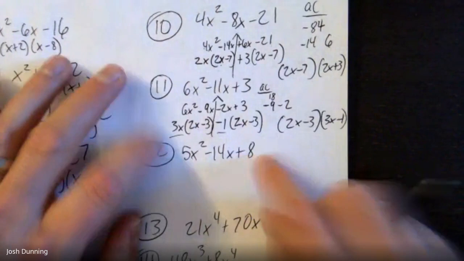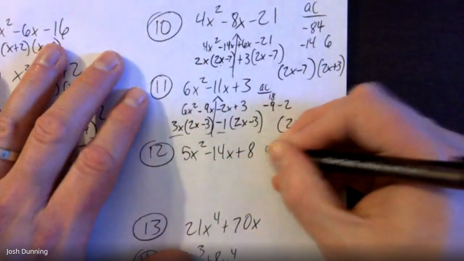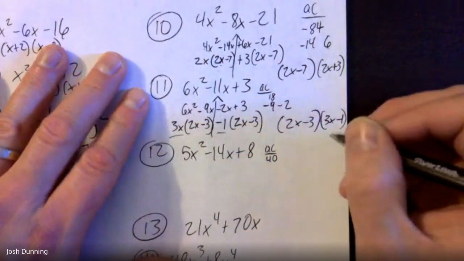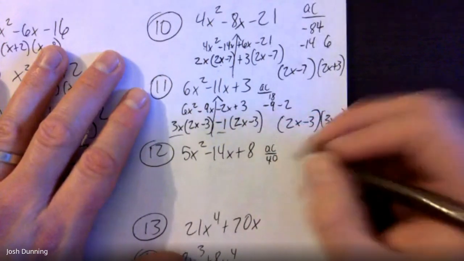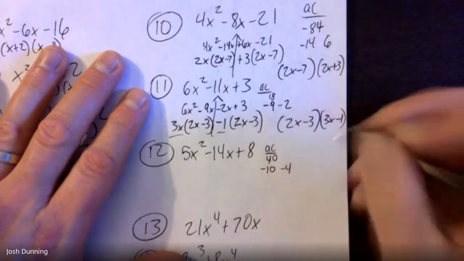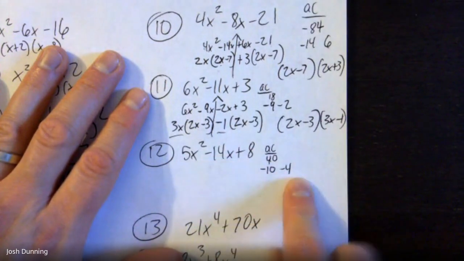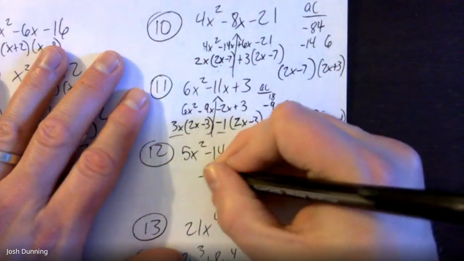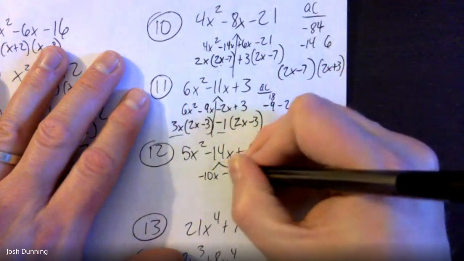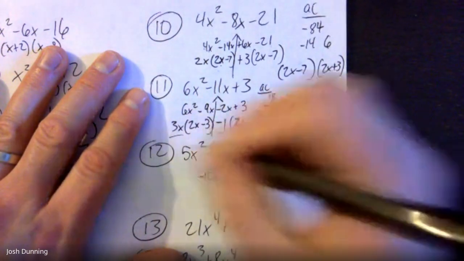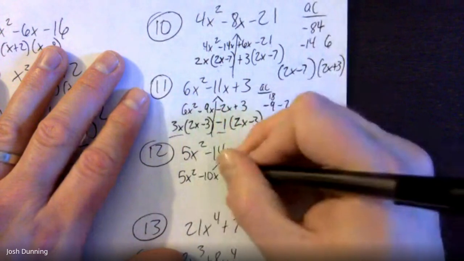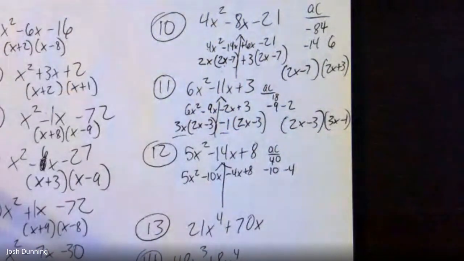12 again. A times c. 5 times 8 is 40. You need 2 negatives. 10 times 4 is 40. 10 plus 4 is 14. They're both negative. Split it up. Split it down the middle.